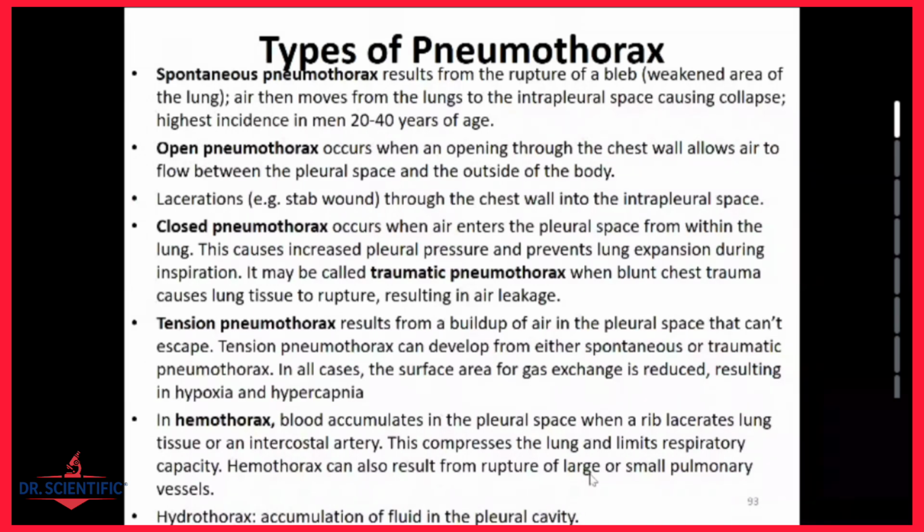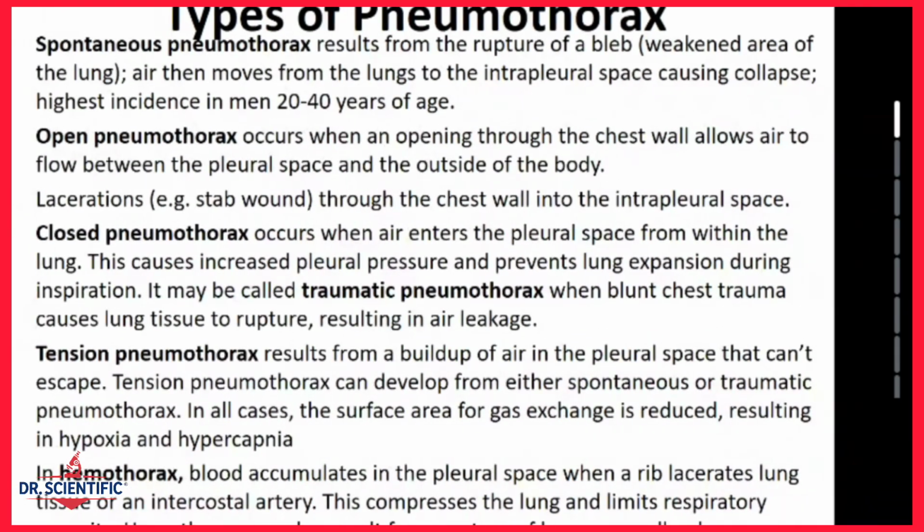So like I said, there is primary spontaneous pneumothorax, and there is secondary spontaneous pneumothorax. Usually primary spontaneous happens in people without underlying lung disease. So the rupture just happens without really any underlying disease. Then the secondary spontaneous pneumothorax occurs because there's an underlying lung disease, like in cases of COPD, tuberculosis, asthma, lung cancer, which can lead to the collapse of the lungs.